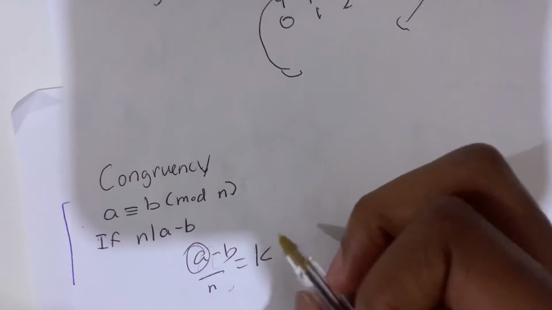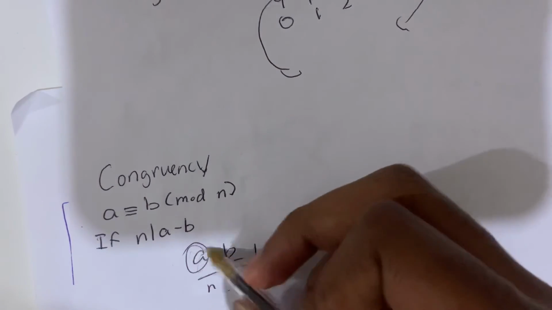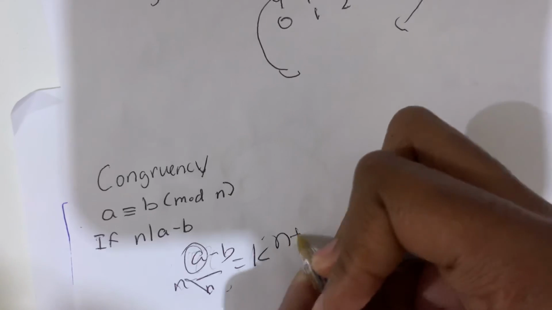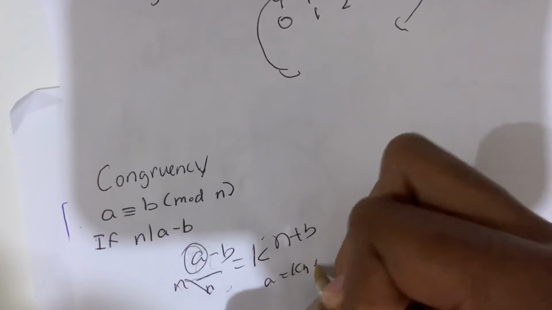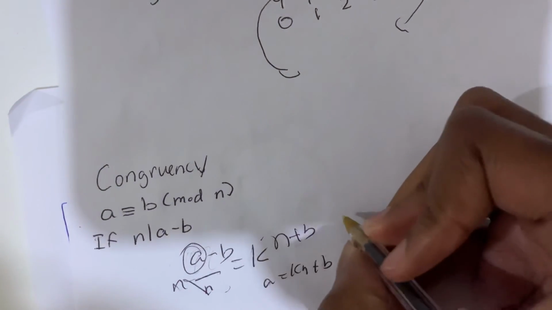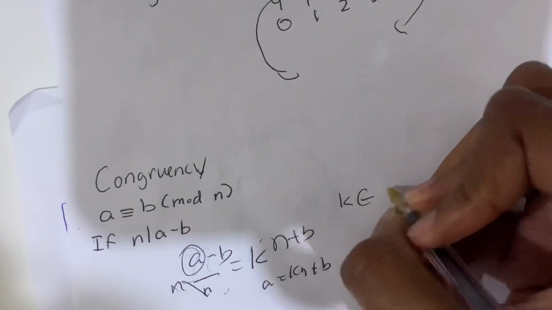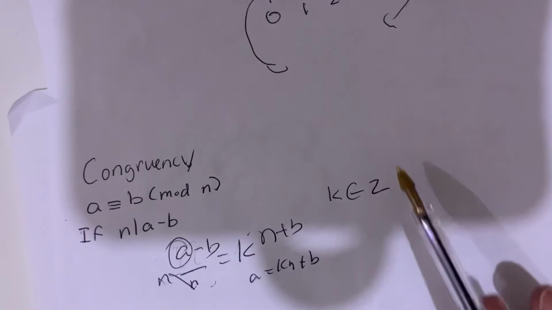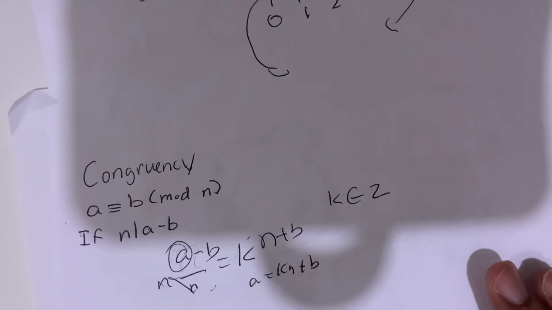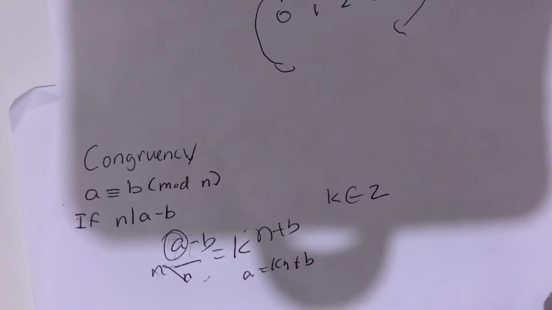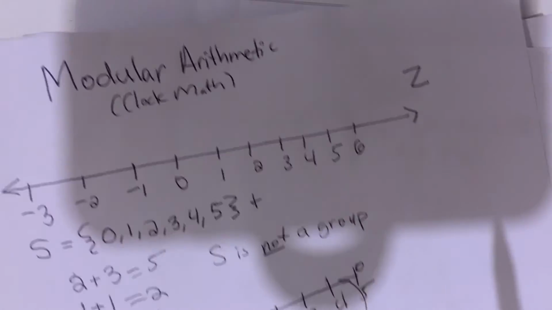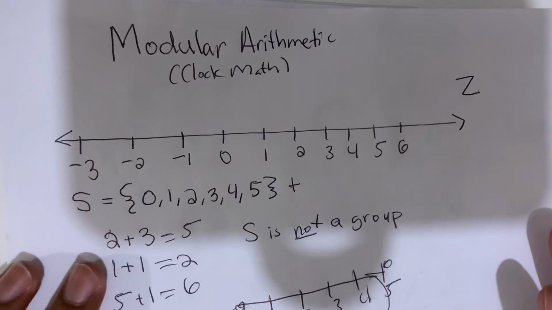And from this, we can actually obtain an equation for A. We multiply both sides by n, and then we add b to both sides, and we get A equals kn plus b. Also note that k is a member of the integers. So yeah, that's congruency. It's an extra concept in modular arithmetic. We won't be using it much, but it's just an extra thing there. The computer science folks will be using it a lot. So yeah, that is what there is in modular arithmetic and group theory.